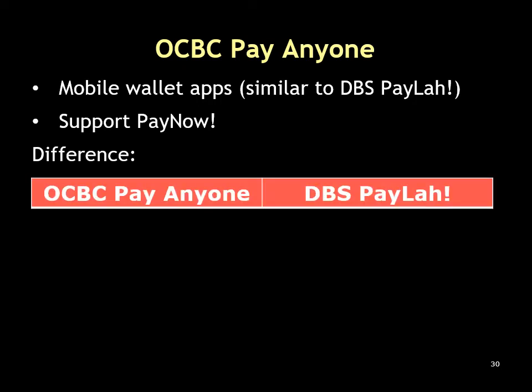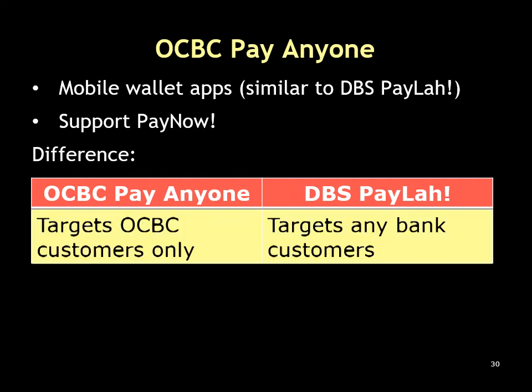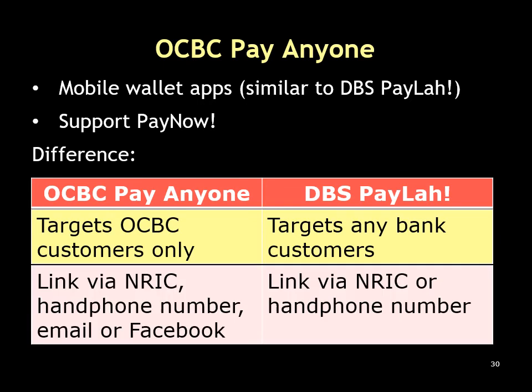The differences are between OCBC Pay Anyone and DBS PayLah. OCBC targets OCBC customers only, whereas DBS targets any bank customers. And OCBC can link NRIC, handphone number, email, or Facebook. For DBS PayLah, only the NRIC and handphone, these two.